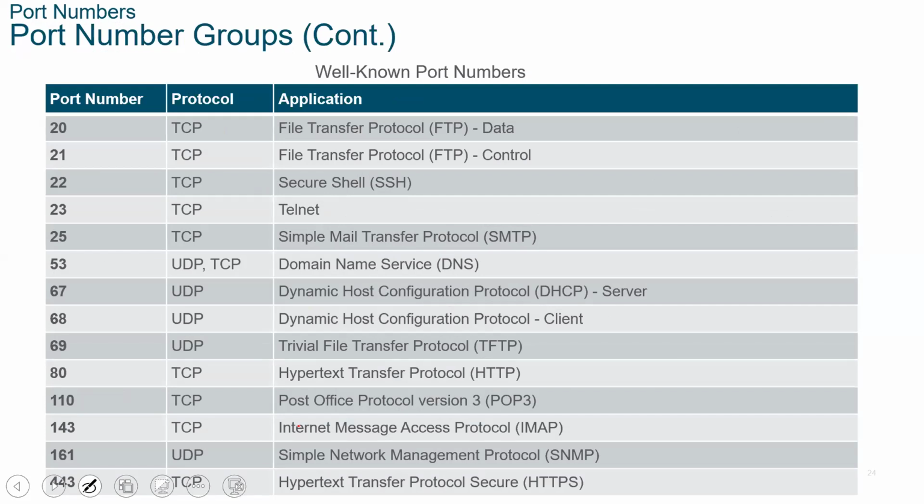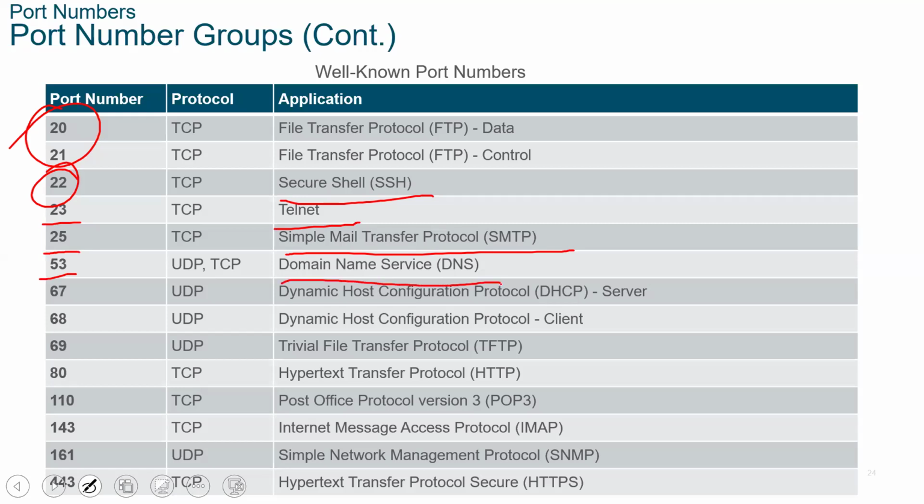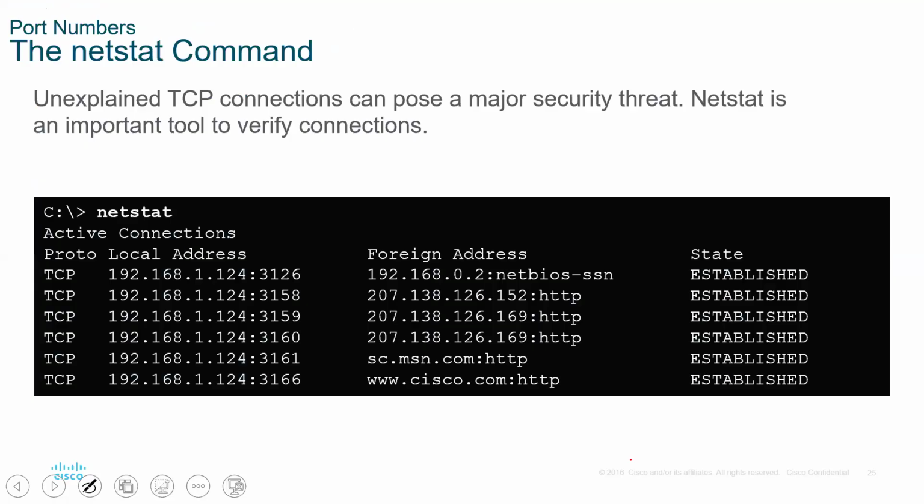So let's look at some very well-known port numbers. Ports 20 and 21 are reserved for FTP, File Transfer Protocol under TCP. 22 is reserved for SSH. 23 is reserved for Telnet. 25 is for SMTP. 53 is for Domain Name Service, that's DNS. 67 is for DHCP. 68 is for DHCP client. 69 is for TFTP. 80 is for HTTP. 110 is for POP3. 143 is for IMAP. 161 is for SNMP. All right. 443 is for HTTPS. These are very well-known ports. So as a security expert, you need to be conversant with these particular ports.